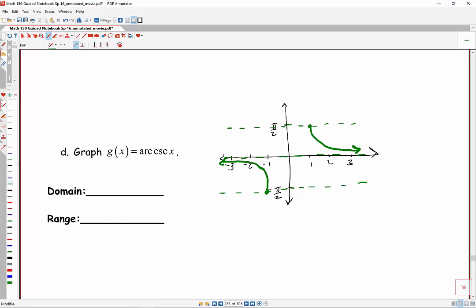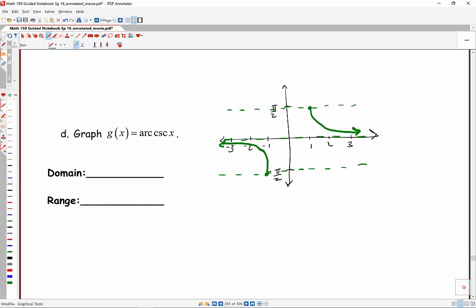So our domain for this one is going to be what? Good. Minus infinity to -1 inclusive, union 1 inclusive to positive infinity non-inclusive. And then the range will be from negative pi over 2 to 0, where we do not include the 0, union 0 to positive pi over 2. All right, moving right along.